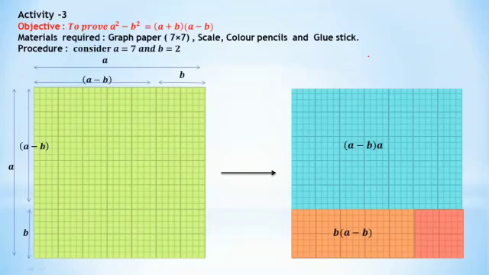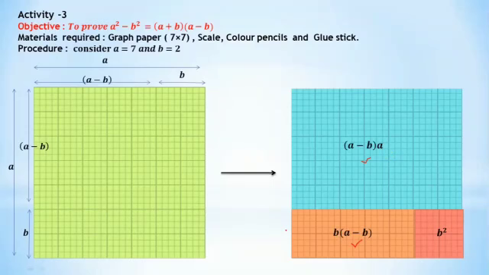So from a square, when you remove b square, the remaining part is (a minus b) into a and b into (a minus b). If you multiply, it becomes a square minus ba and ba minus b square. So ba and ba cancel. The remaining will be a square minus b square. That is (a minus b) into (a plus b).